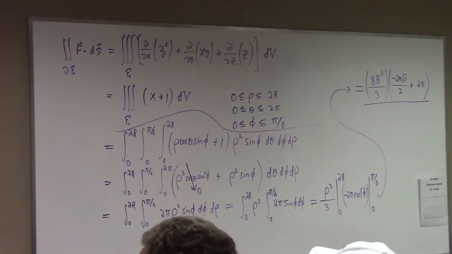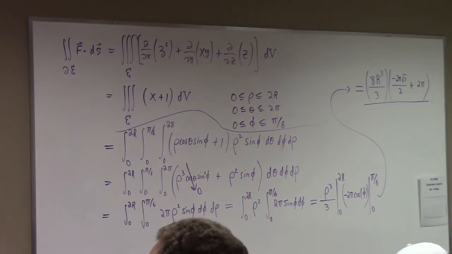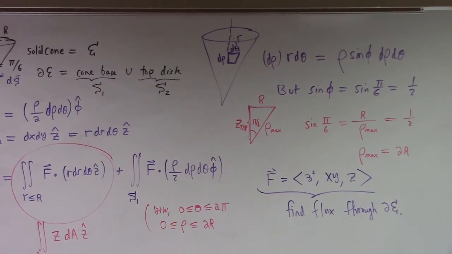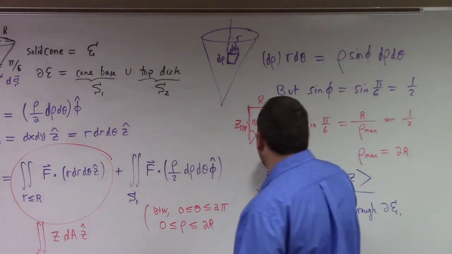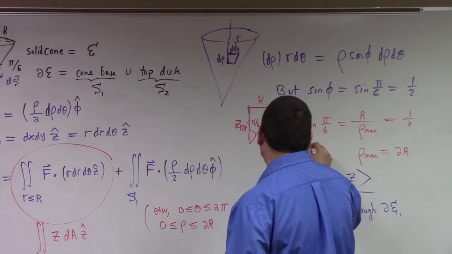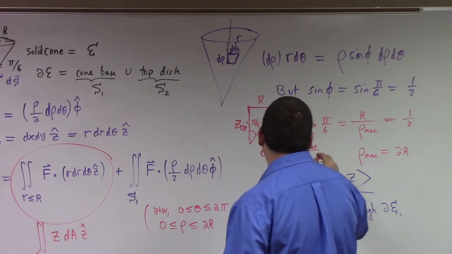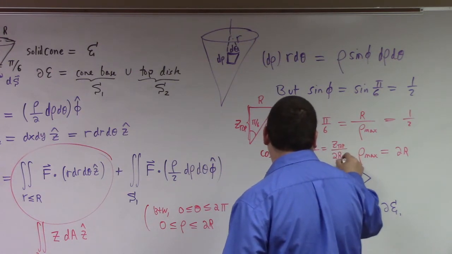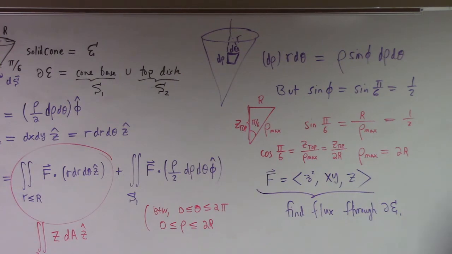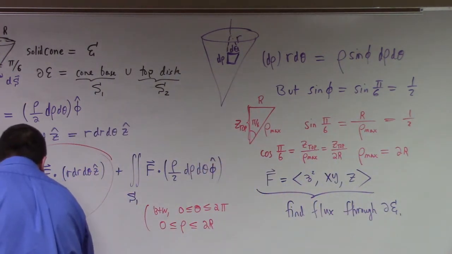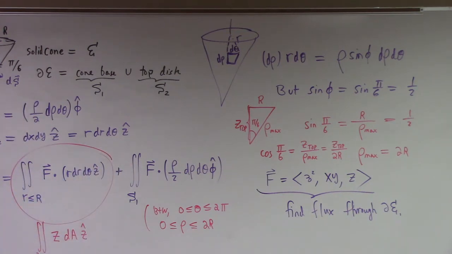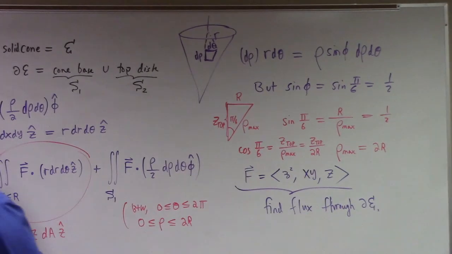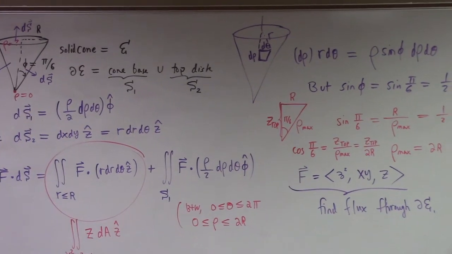What's z equal to on that disk, though? What is z at the top of the cone? That's the other thing here, z top. That's this distance, which we also have not calculated yet. But it would be given by cosine, right? So you could say cosine pi over 6 is equal to z top divided by rho max, I suppose, which is z top over 2r. So in fact, z is equal to what there on the top? Solving that, we get square root of 3 over 2, that's the cosine of pi over 6, and then times 2r.